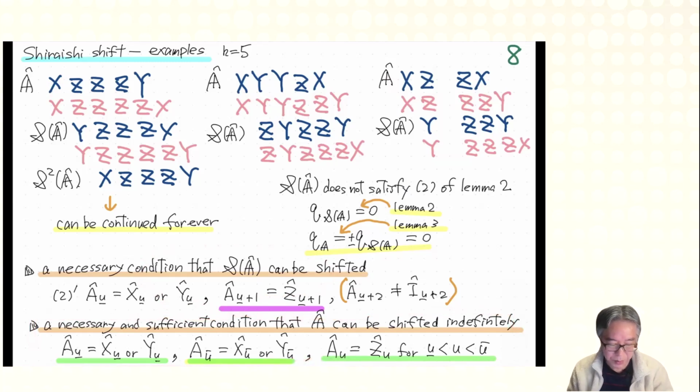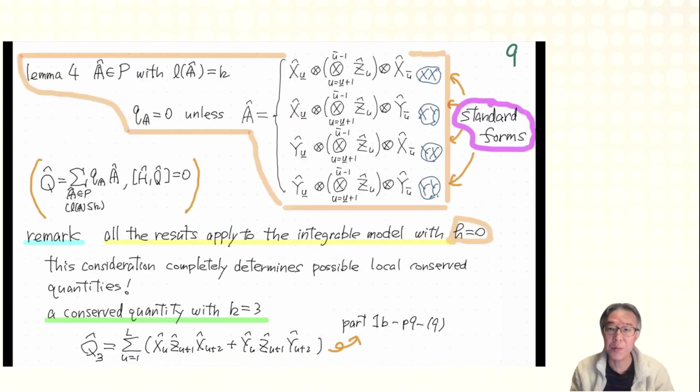So we found from this that a necessary and sufficient condition for A to be Shiraishi shifted many, many times is, first of all, that the left end must be either x or y, and the right end must be either x or y. And in the middle, you must have all z's. Let me summarize this as lemma 4.